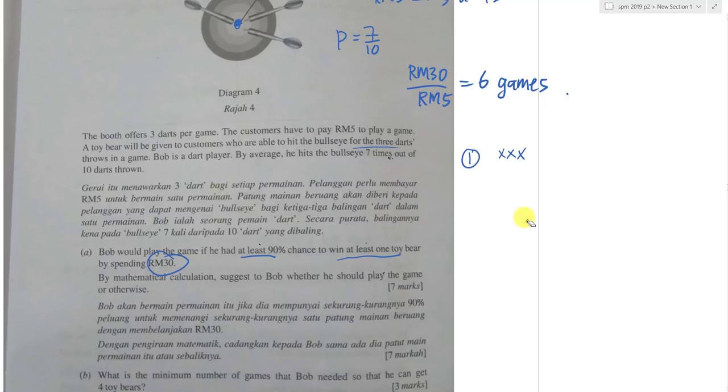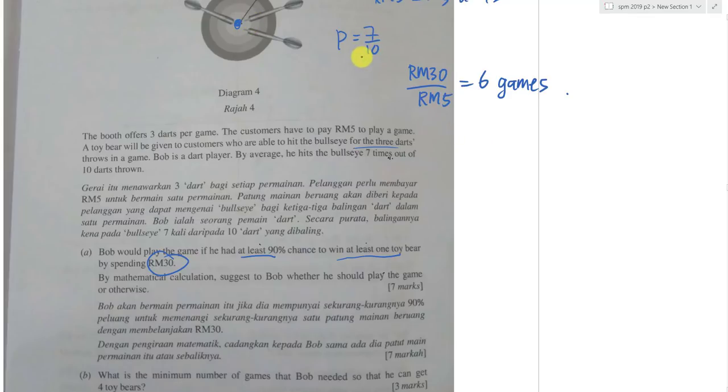That means you cannot combine, like, okay, in total I hit 9 blue eyes in 6 games, then I get 3 bears. No, basically what they're trying to say is each game you need to hit the blue eyes for 3 tarts, then you will get a bear. Okay, so what I want to do is calculate the probability that in 1 game he can actually hit the blue eye 3 times.